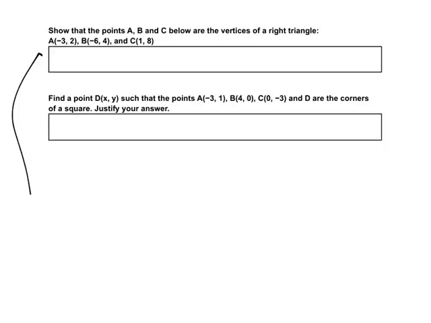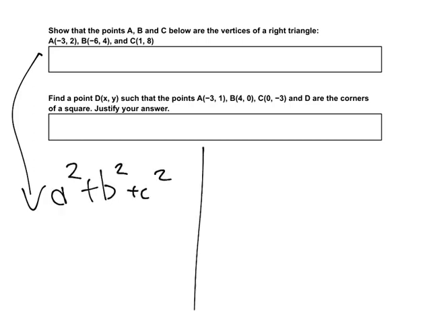Okay, in order to show this one, the vertices of a right triangle, all you need to show is that a squared plus b squared is equal to c squared. And so I'll leave that as an exercise for you. Graph it, compute those distances just like we did previously.